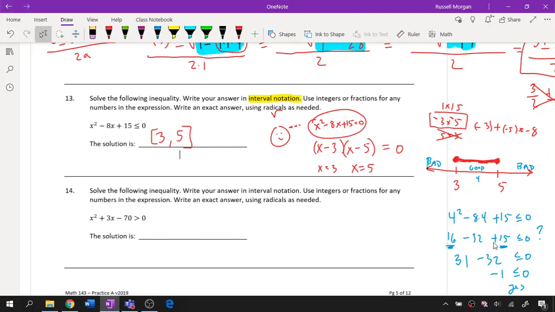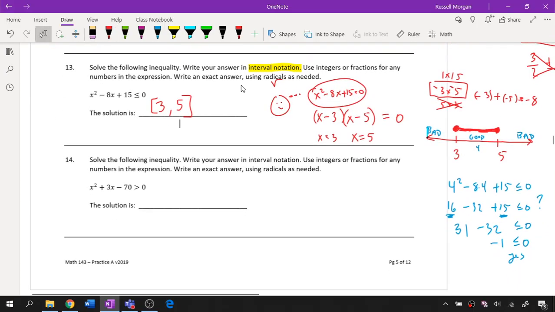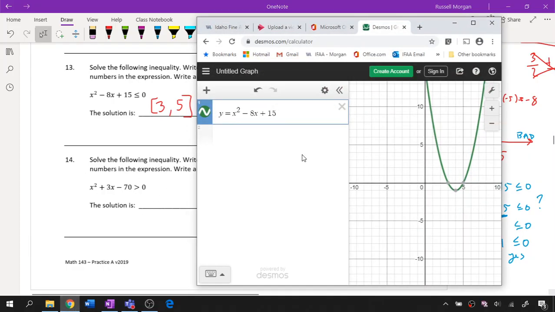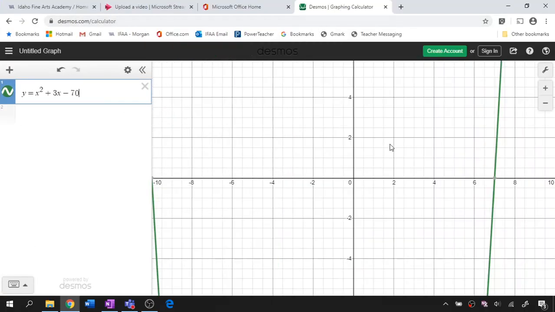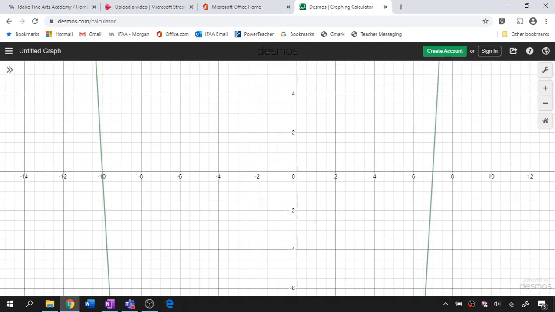Let's use that technique of graphing. Let's see if that can help speed up this last problem, this problem number 14 right here. So let's graph this thing. Let's see, it's what, plus 3x and minus 70? Holy moly. So I'm going to expand this to see. In fact, maybe I can shrink this down a little bit and zoom in.